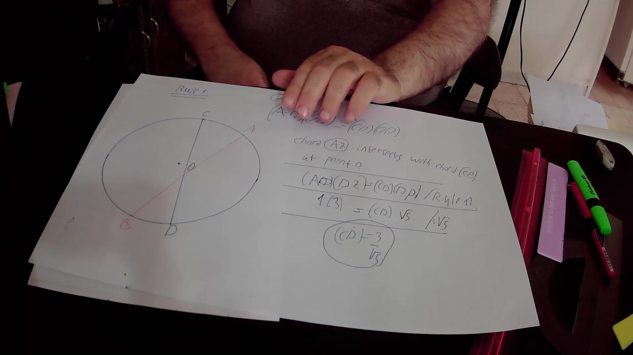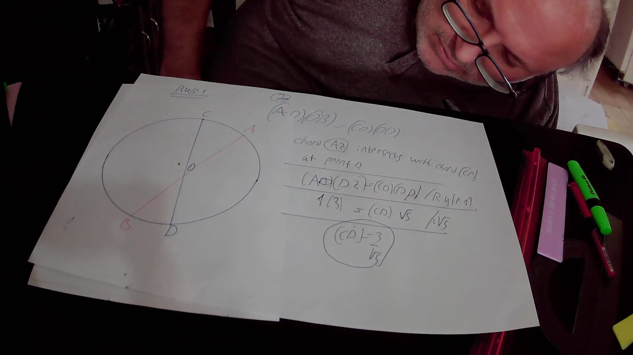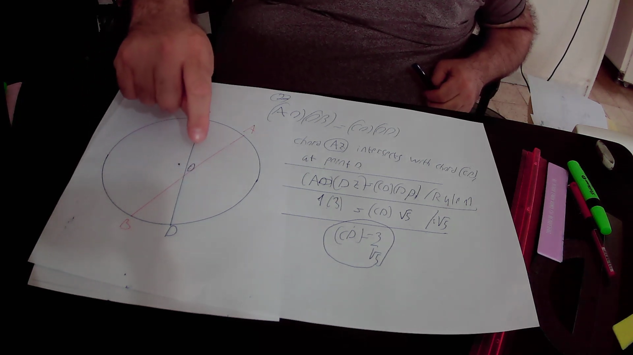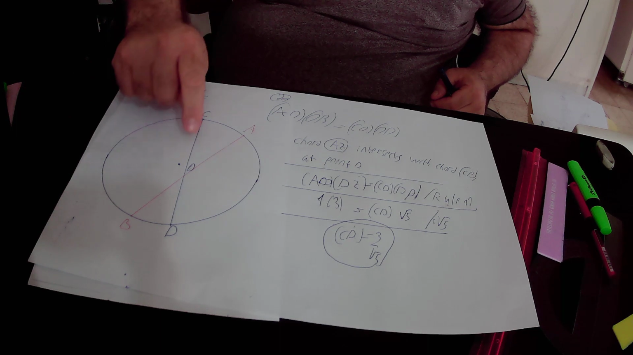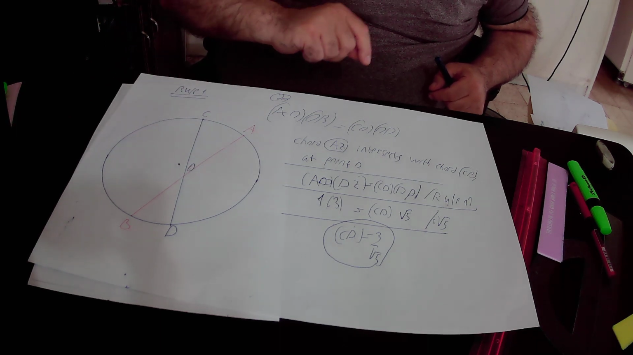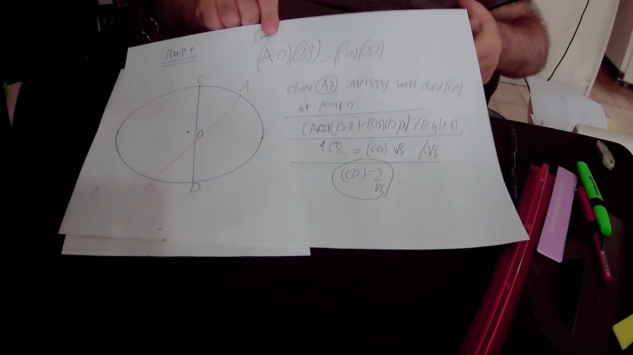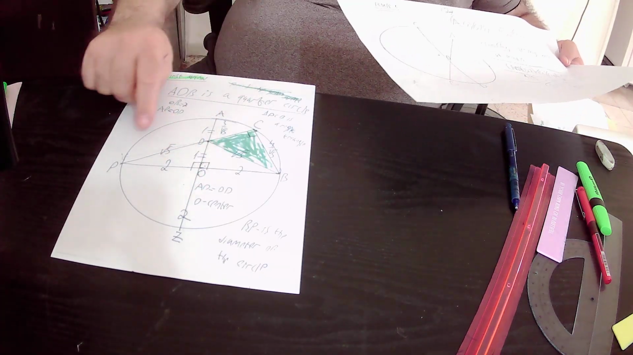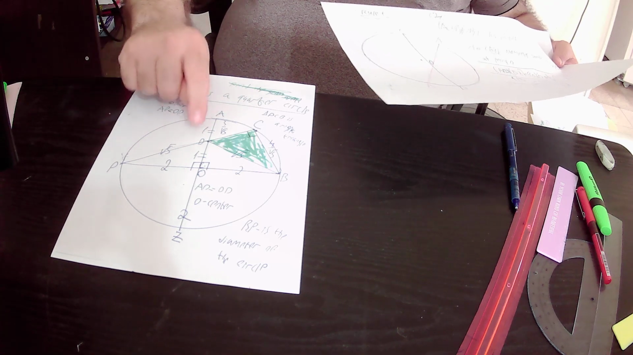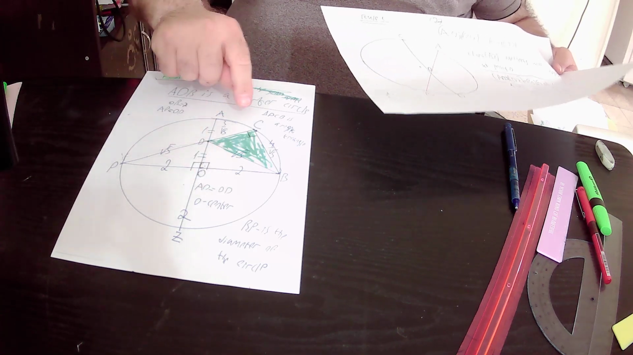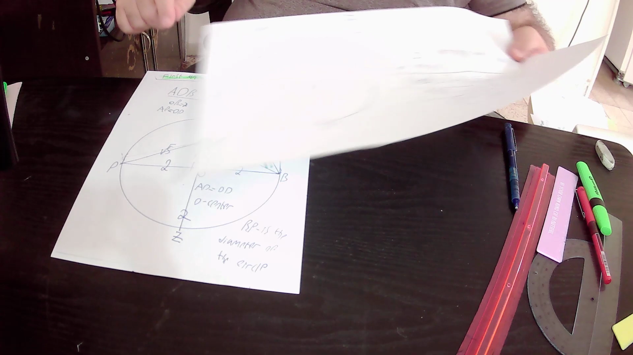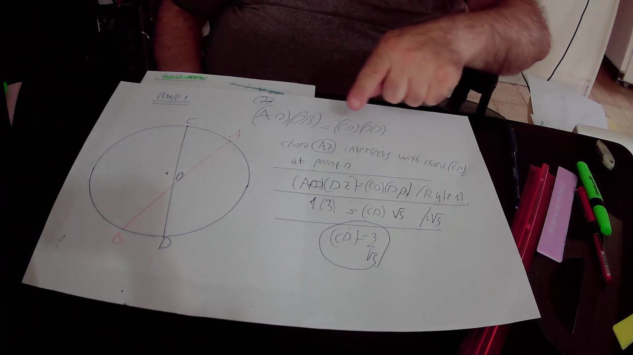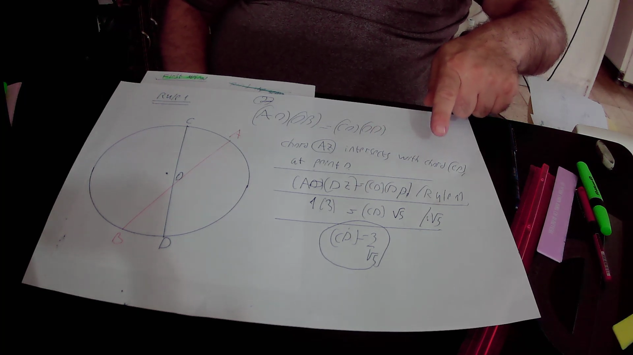According to rule number 1, if chord AB intersects with chord CD at point O, then AO times OB equals CO times OD. Okay? In our drawing, we have chord AZ that intersects with chord CP at point D, therefore AD times DZ equals CD times DP.